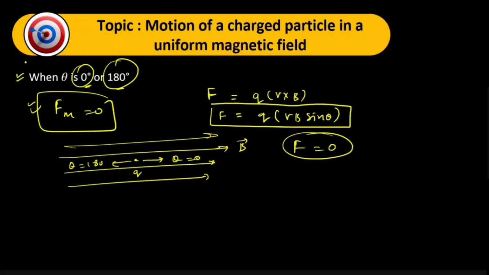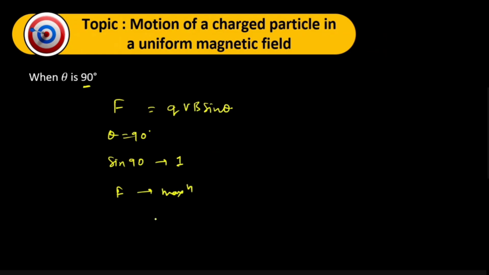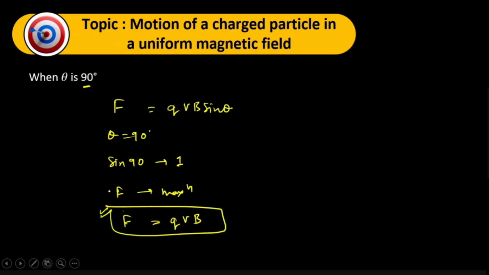This is one such case of how the charged particle is going to move. Similarly, if theta is 90, again let us look at the equation. It should be QVB sine theta. If theta is 90 degrees, sine 90 is going to be 1, and it means the force is going to be maximum. That is the force experienced by the charged particle during that motion when it enters the field at 90 degrees. It will experience the maximum force, and that force is called QVB.